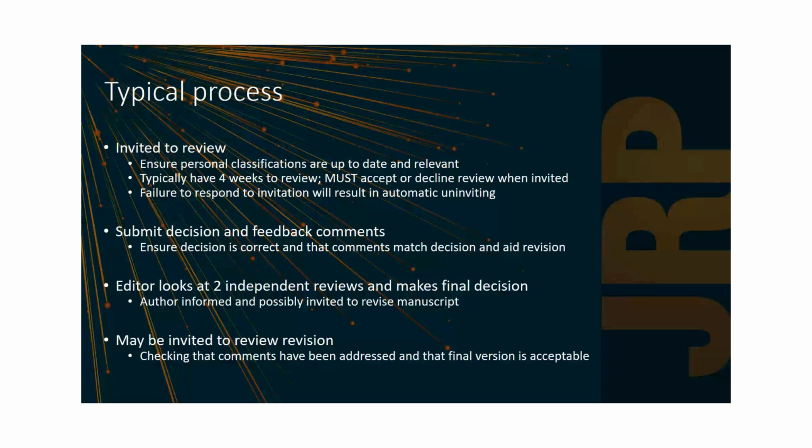So when we choose a reviewer to look at a manuscript, we'll first of all match to see if your personal classifications match those related to the content of the manuscript. So if they're not up to date or relevant, then you're going to be sent irrelevant papers. It's as simple as that. So typically we allow around 4 weeks to review. We can extend that if you've got other things on. That's not a massive problem.